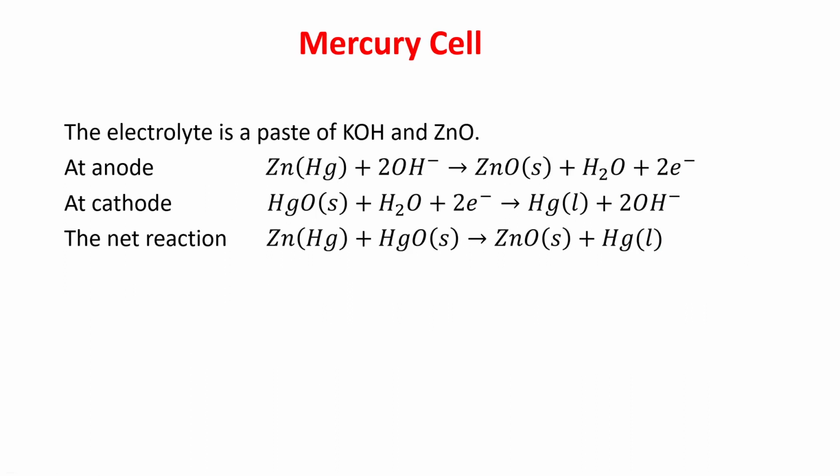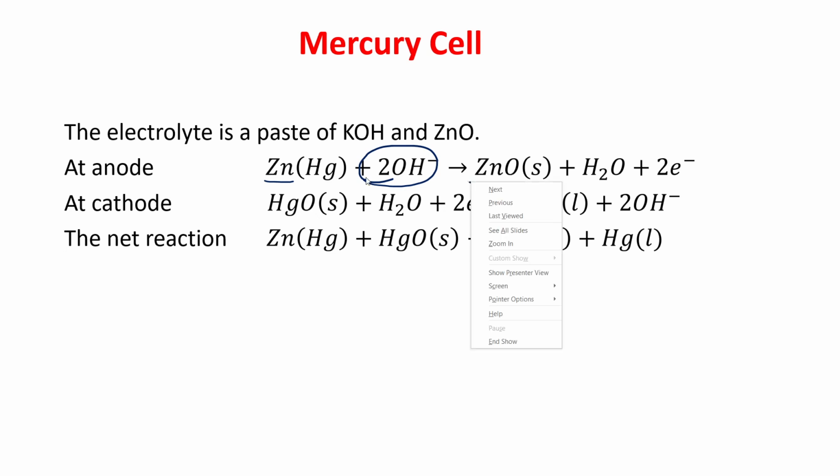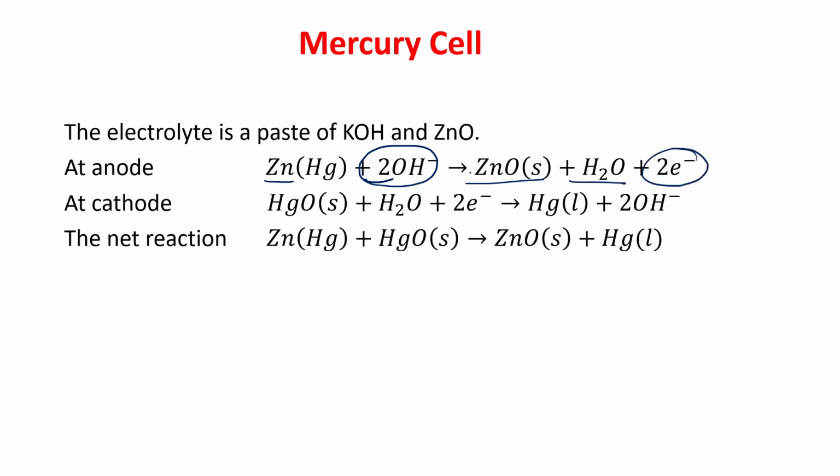Similarly, the mercury cell is also a primary cell that cannot be recharged. In the mercury cell, you see the zinc at the anode along with the 2OH minus ions. In the presence of 2OH minus ions, zinc gets converted into zinc oxide. H2O and 2 electrons are the side products.